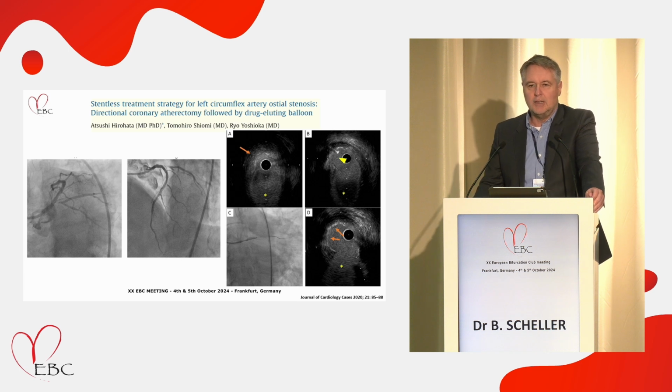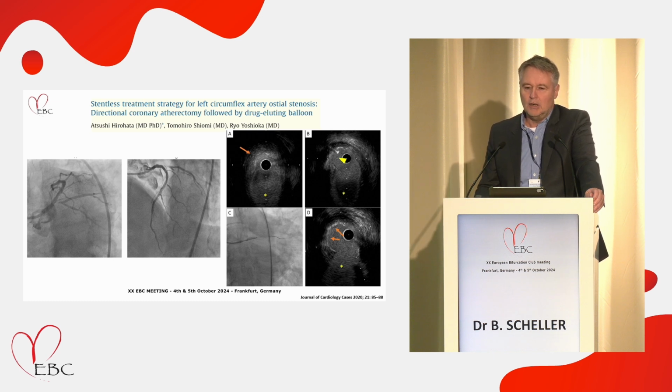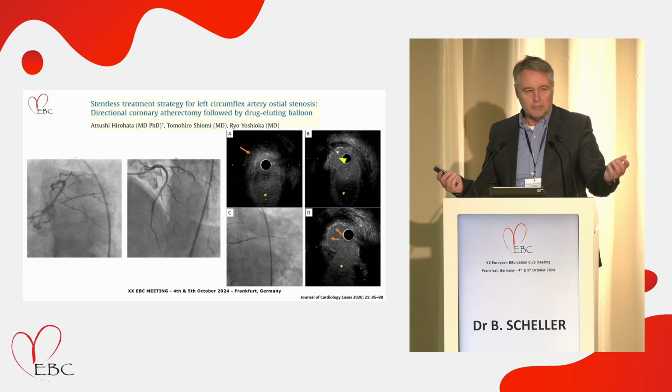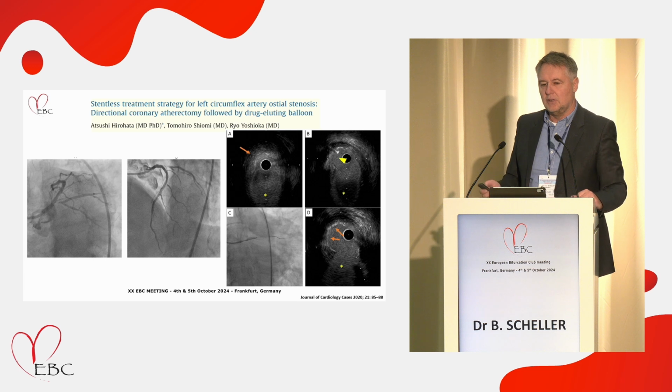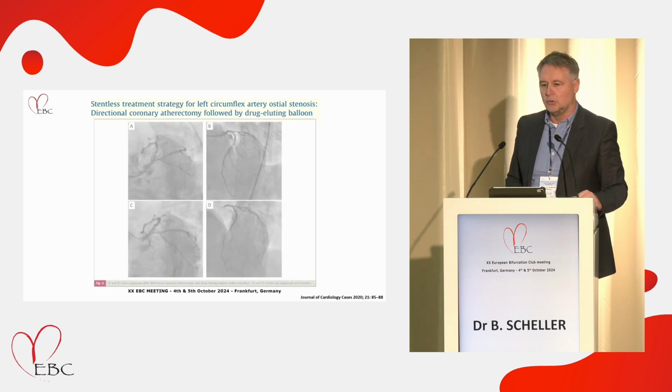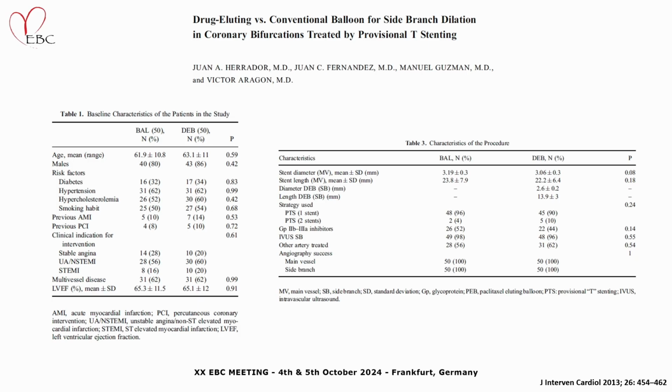examples for the special case of ostial circ lesions from our colleagues from Japan again, doing orbital atherectomy first and then using DCB, which is really unique and not available in our countries here. But I think this is an interesting approach, and here you see some follow-up pictures.